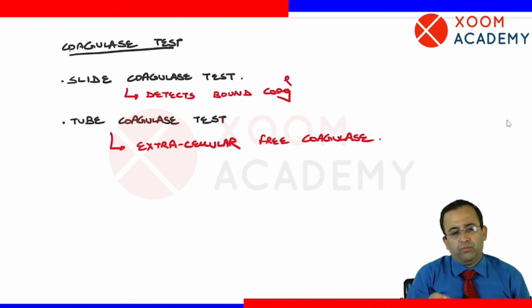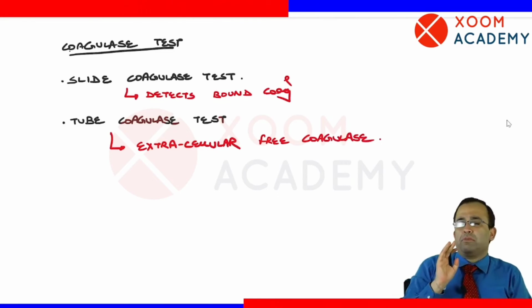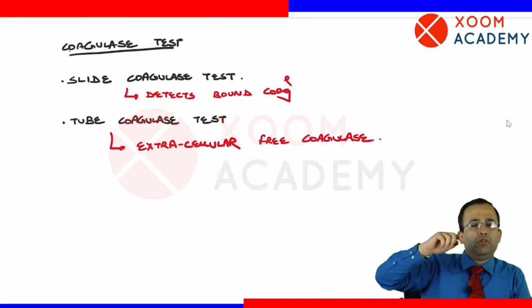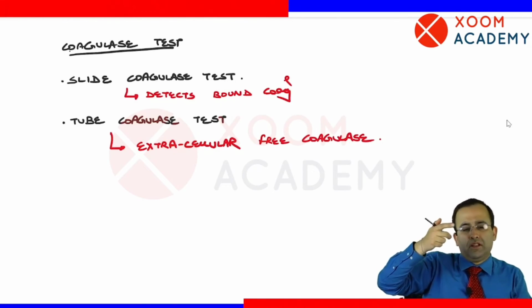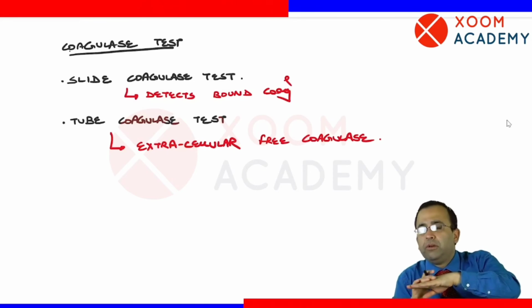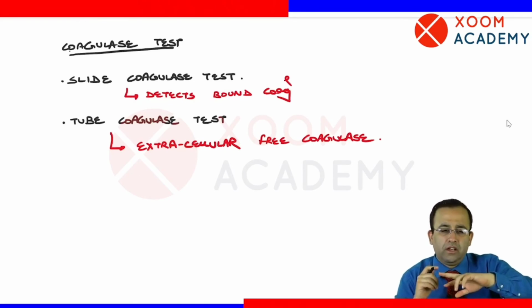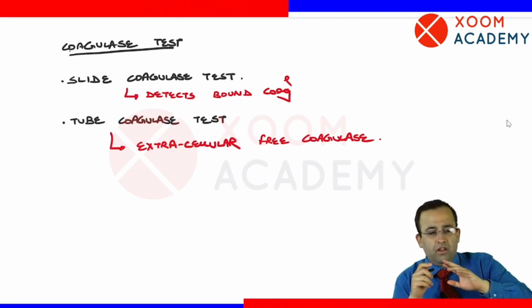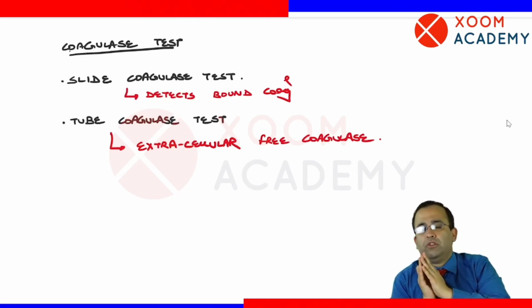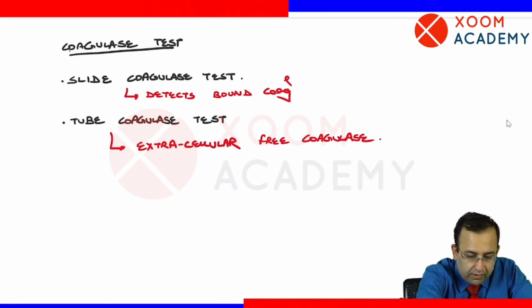Nobody will ever ask you how the coagulase test is performed. This was just for completion's sake, and it's a time pass statement that coagulase test is of two types, slide coagulase and tube coagulase. Slide coagulase test detects the bound form of coagulase versus tube coagulase test, which detects extracellular free coagulase. Not important.